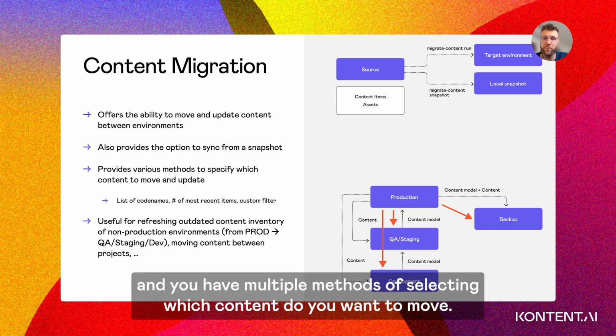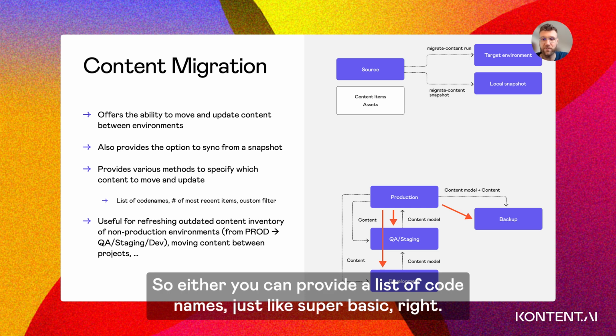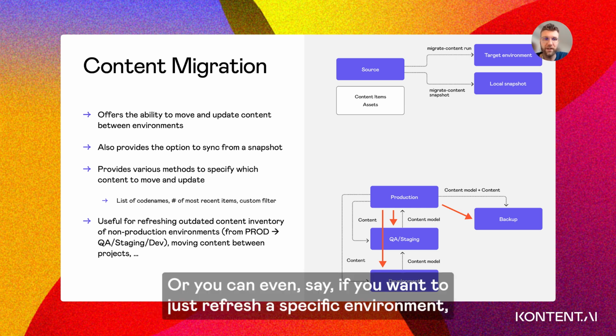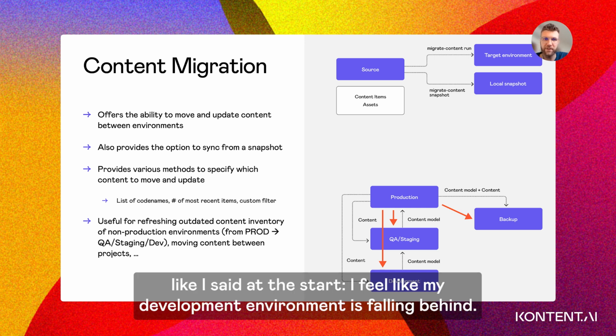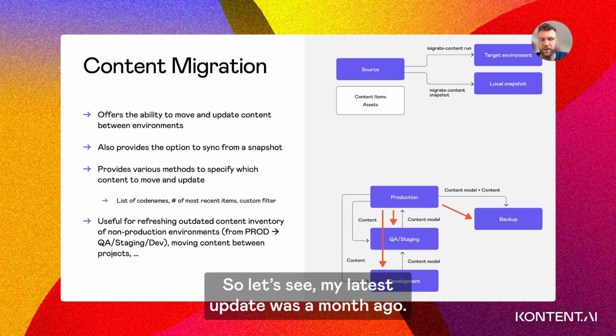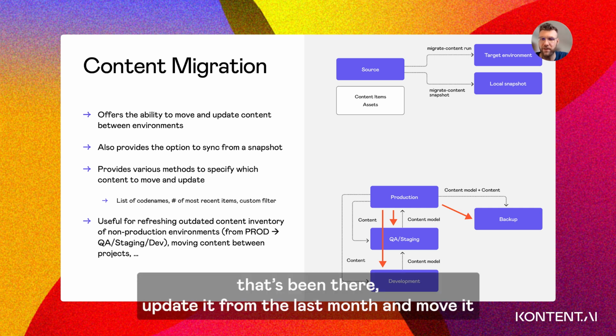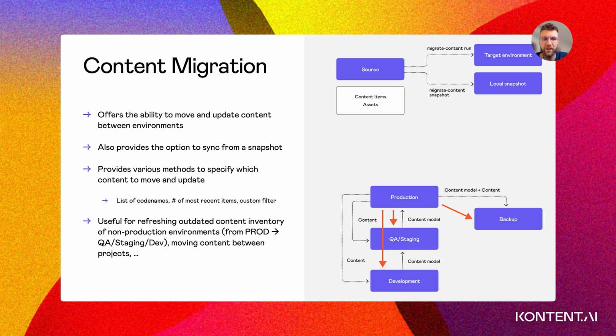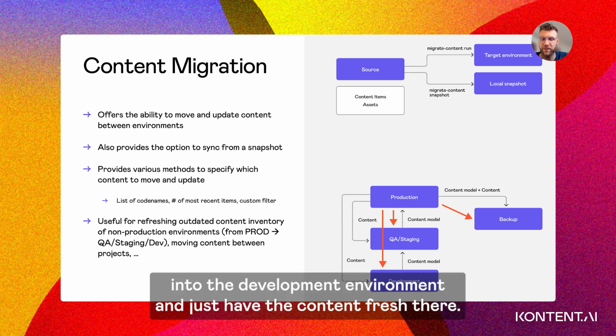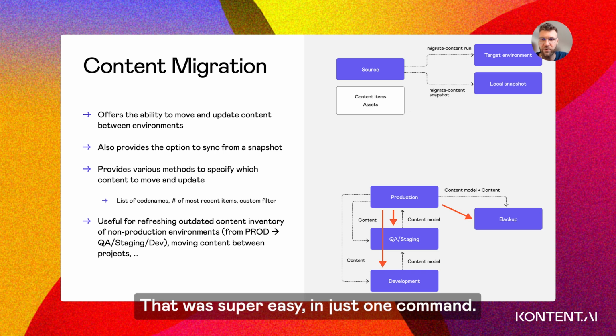So we just added this functionality where you will have your source environment, your target environment, and you have multiple methods of selecting which content you want to move. Either you can provide a list of code names, super basic, right? Or you can even say you want to just refresh a specific environment. Like I said at the start, I feel like my development environment is falling behind. Okay, so let's see, my latest update was a month ago, so I can just move all that stuff that's been updated in the last month into the development environment and have the content fresh there. That is super easy in just one command.